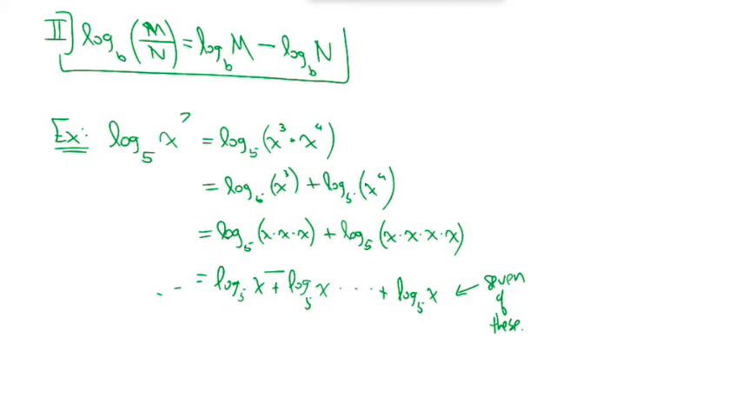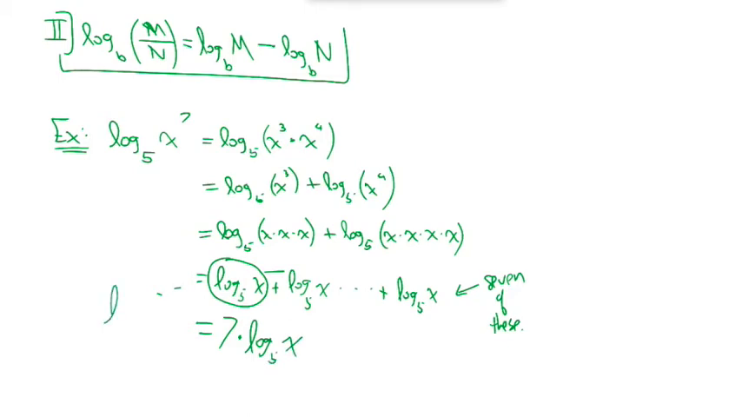So if I have log base 5 of x, 7 of them, what would be the final answer? If there are 7 of these log base 5 x's, what would be the final answer? Just like 3 plus 3 plus 3 plus 3 plus 3 was 5 times 3, this would be 7 times log base 5 of x.